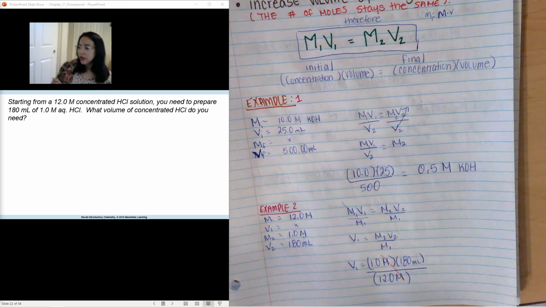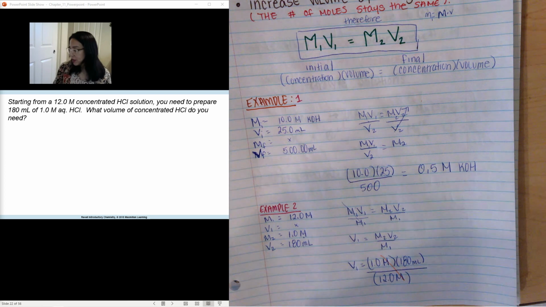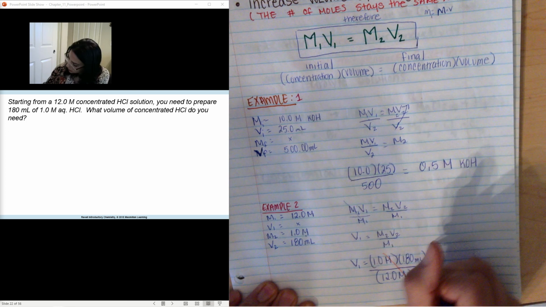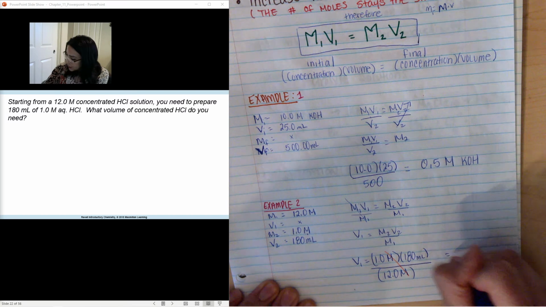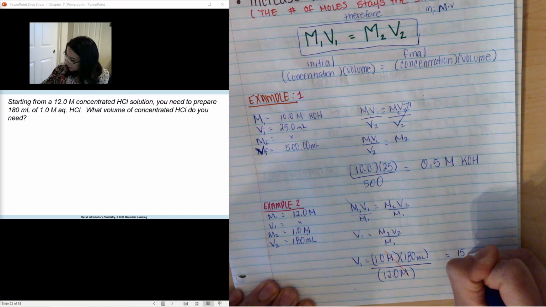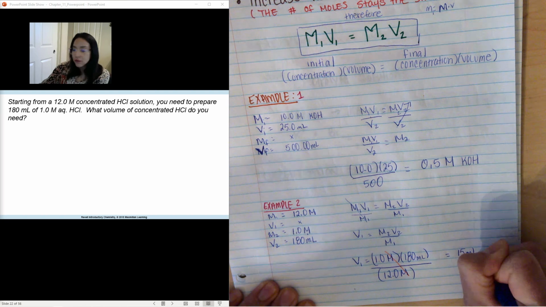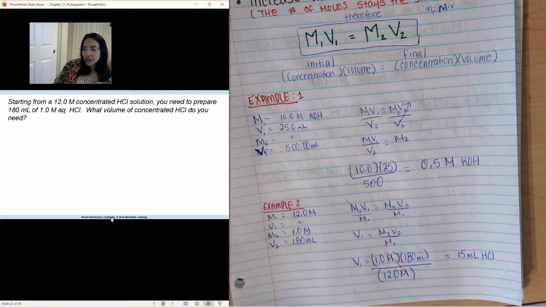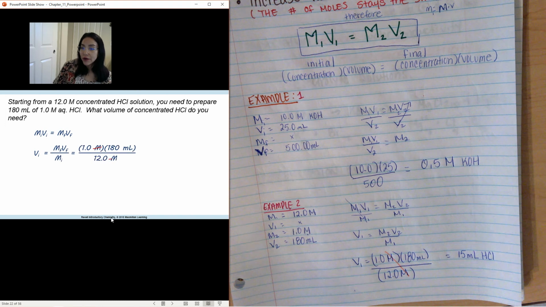Molarity cancels out with molarity, and we're left with milliliters. That's what we want. So we're going to take 180 and divide that by 12, and we get 15. So this is equal to 15 milliliters of hydrochloric. So we need very little of that concentrated solution in order to make a 1 molar aqueous hydrochloric acid solution. 15 milliliters is all it takes.